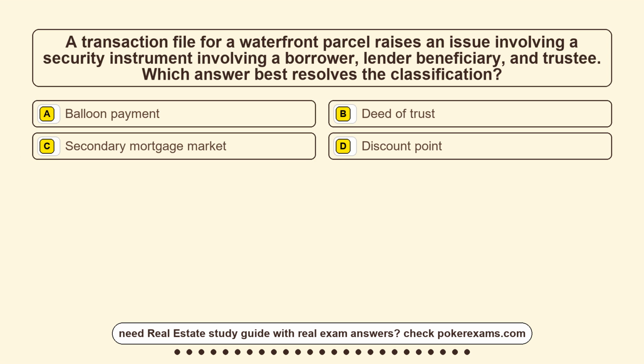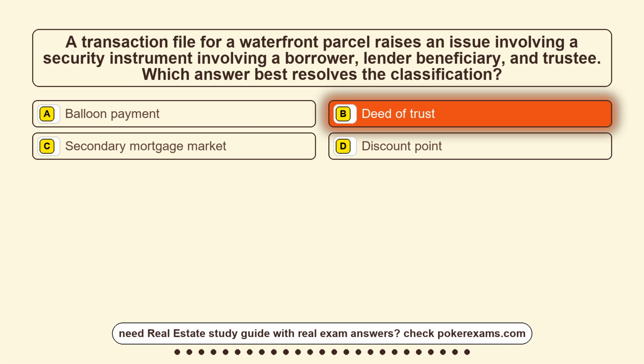Question 8. A transaction file for a waterfront parcel raises an issue involving a security instrument involving a borrower, lender, beneficiary, and trustee. Which answer best resolves the classification? Option A, balloon payment. Option B, deed of trust. Option C, secondary mortgage market. Option D, discount point. The correct answer is option B, deed of trust.